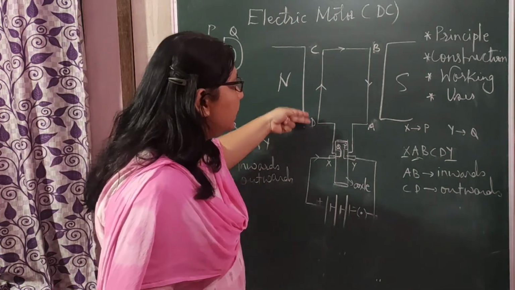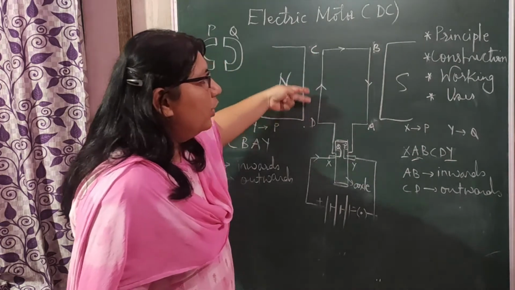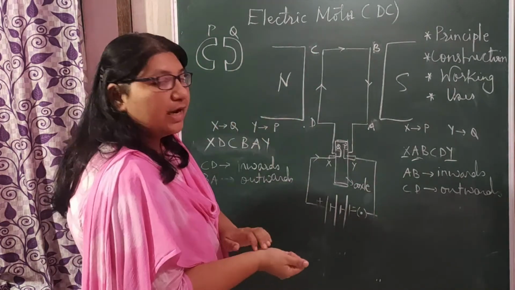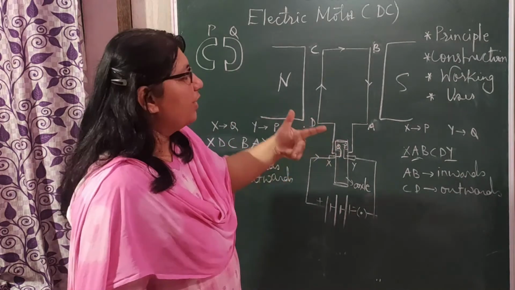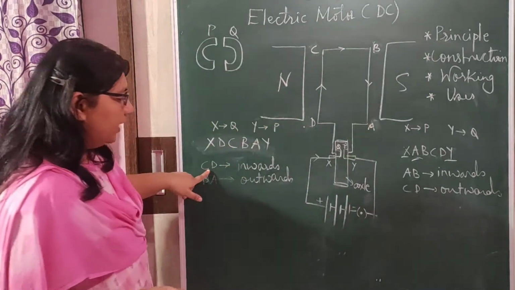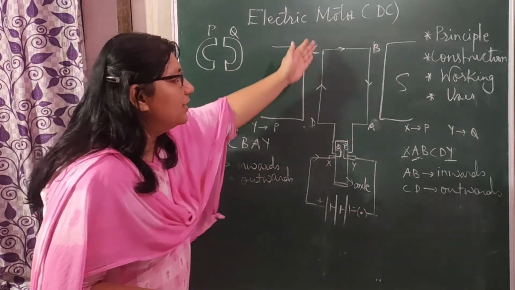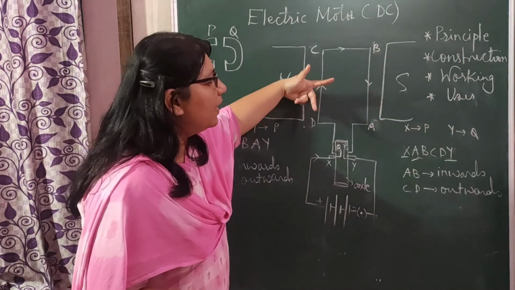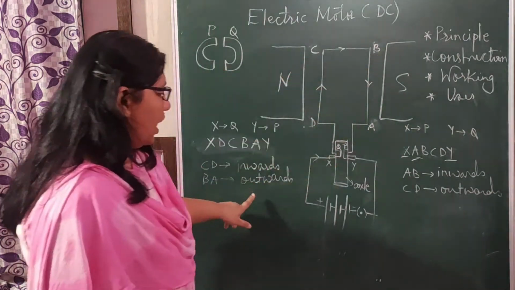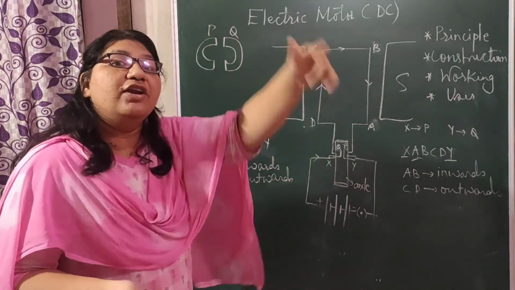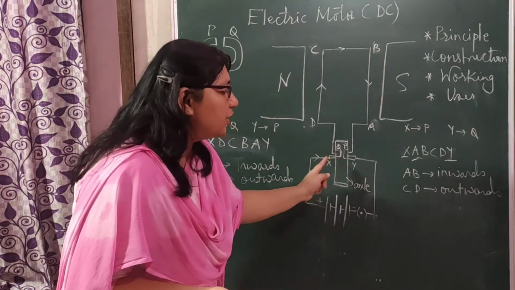Now let me see how the force would act on the side DC. Again applying Fleming's left hand rule. Magnetic field, current, and now CD will move inwards. This section will go inwards. And what will happen to section AB? It will move outwards.